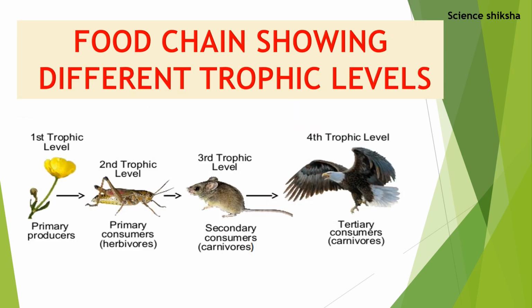Next is the food chain showing different trophic levels. In this food chain, the primary producers, that is the plants, are at the first trophic level. Next is the grasshopper, which is the primary consumer, at the second trophic level. The rat is the secondary consumer and it is at the third trophic level. And last is the eagle, which is the tertiary consumer and it is at the fourth trophic level. So this is a food chain showing the different trophic levels.